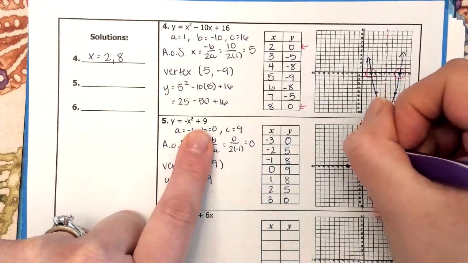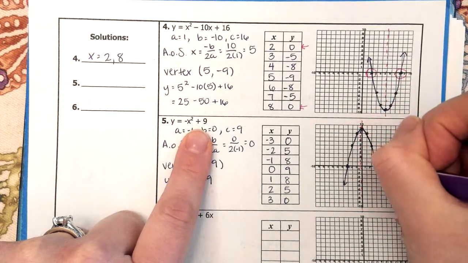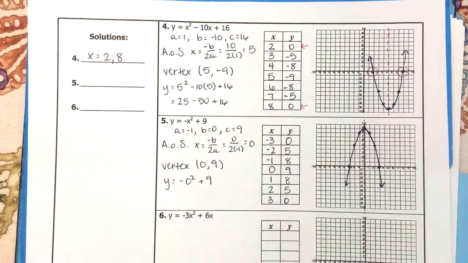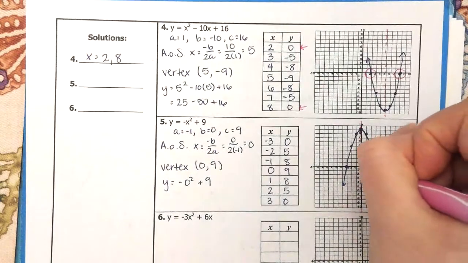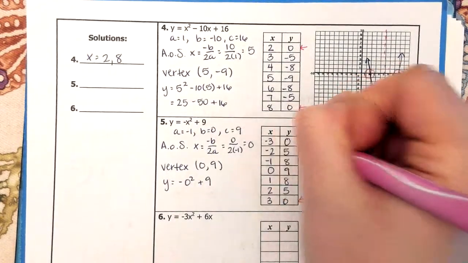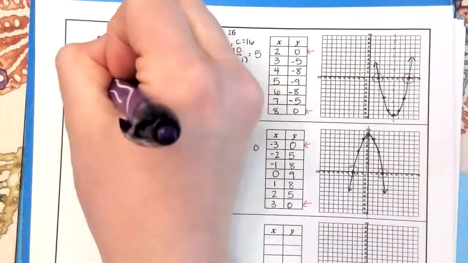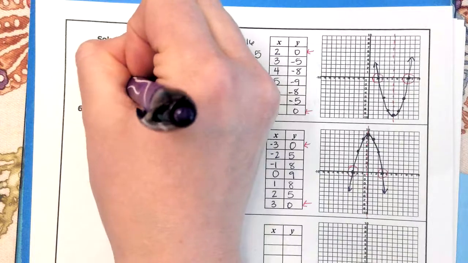Connecting the dots with a nice smooth curve. And then we find our solutions by looking for those x-intercepts. The x values when y is 0. So this has solutions of -3 and +3.